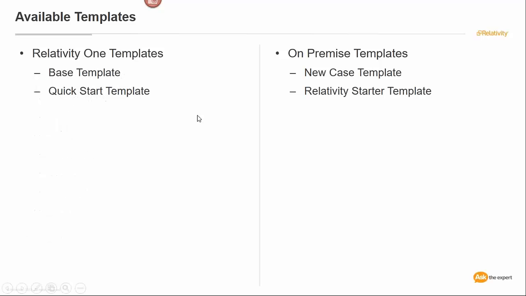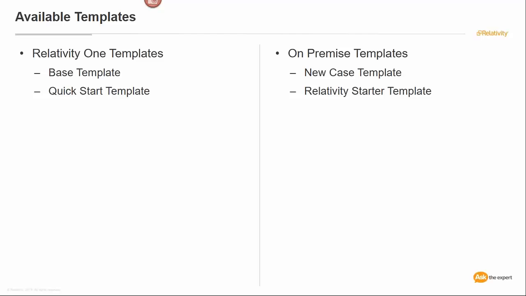So the Relativity 1 templates and the on-premise templates are, first of all, there's really just a basic template. The template that is meant to be the cleanest, most pure kind of template. It doesn't have fields. It doesn't have any applications loaded. It does have basic fields. So we start off with an extracted text field and some basic system fields, and that is the base template or the new case template, depending upon where you are.